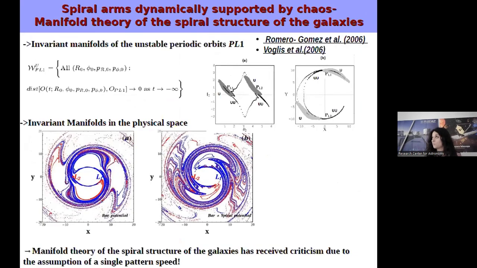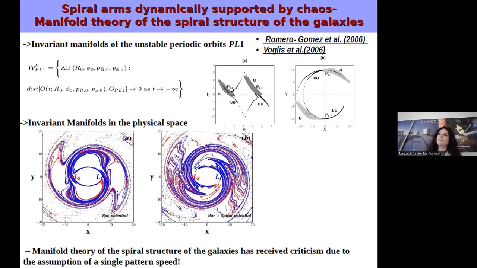Two groups, almost simultaneously, Romero-Gomez, Athanassoula, Masdemont and Garcia-Gomez, and Voglis et al., in 2006, gave a theory, the manifold theory. What are the manifolds? Well, if we consider the bar, aligned with the bar, there are two unstable equilibrium Lagrangian points, L1 and L2. From these Lagrangian points, the manifolds emanating from them support dynamically and morphologically the spiral arms and the outer shell of the bar.